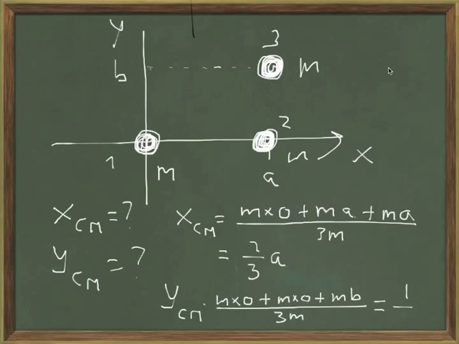Okay, so when you do that, you get 1/3 of b. So in the y-axis, once again, the center of mass is going to be closer to these two masses, which are lying on the x-axis, right? So the location of the center of mass is 2/3 in the x and 1/3 in the y.